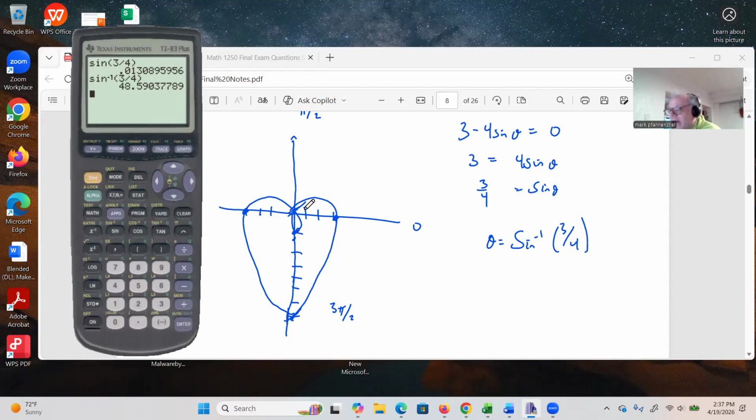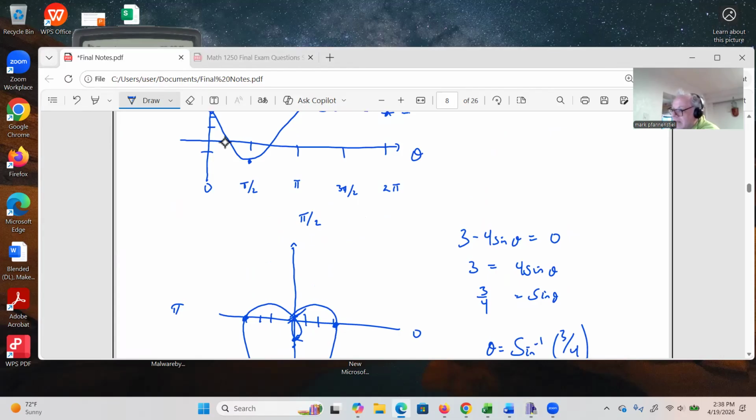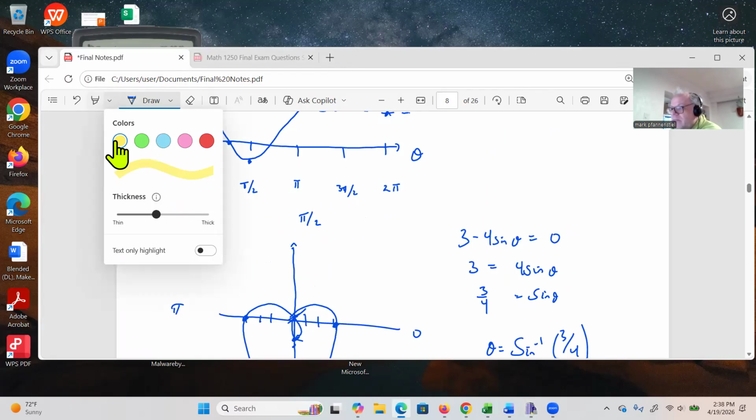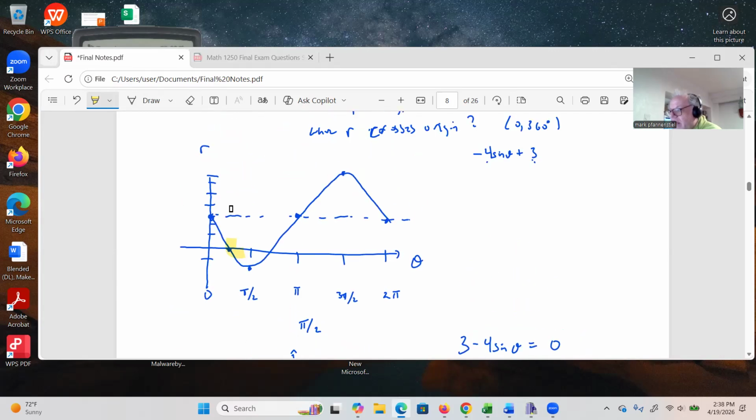48.59 degrees. So we have theta equals 48.59 degrees. Now that's where it happens in the first quadrant. That would be right here. Okay, if we were looking at the first quadrant, that's fine. So we could look at it right here. That's going to go over here. Then it hits our pi over 2, but then it comes back out, and that's going to be between pi over 2 and pi. So somewhere in the second quadrant, it escapes.